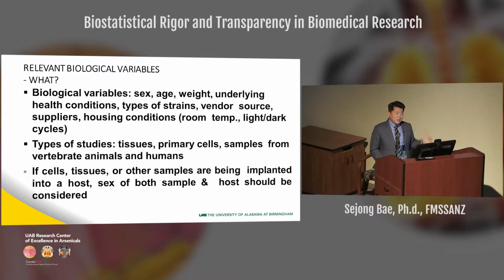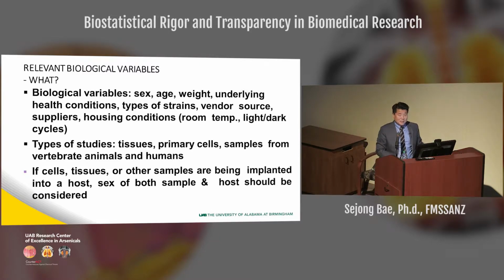For the biological variables, you probably want to specify sex, age, and weight of the animal that you want to treat. That way it's very reproducible, along with underlying health conditions and types of strains, vendors, source suppliers, and housing conditions. For those of you who are working with mice, the mouse living in the bottom of the cage versus the top of the cage, do you think there will be differences in the conditions? And the one facing the doorway versus the inside, or lights versus the other. Those are the different variations that can come in. That's why you need to randomize the animals to see whether these things affect results or not.